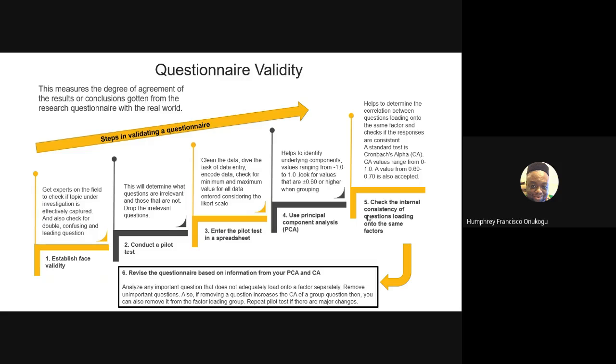And then finally, you revise the questionnaire based on information from PCA and Cronbach alpha, that is CA. Analyze any important question that does not adequately load onto a factor separately. Remove unimportant questions. Also, if removing a question increases the CA of a group of questions, then you can also remove it from the factor loading group. Repeat the pilot test if there are major changes.